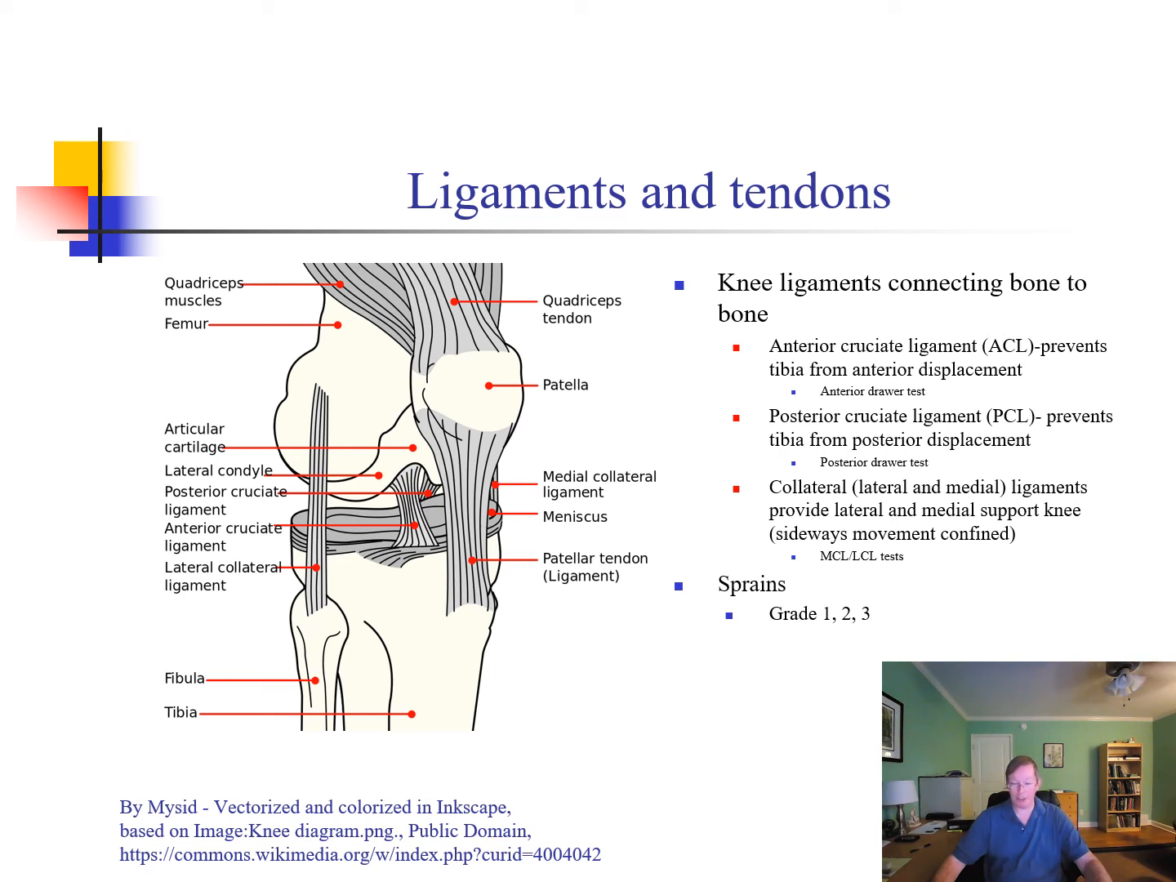And sometimes these can be torn through trauma, and those lead to sprains. They're graded based on how many fibers get ripped. If they're completely ripped, then that's a grade 3. If some, then it's a grade 1 or a grade 2. And we do have clinical tests that we can use to determine which one or more are damaged.